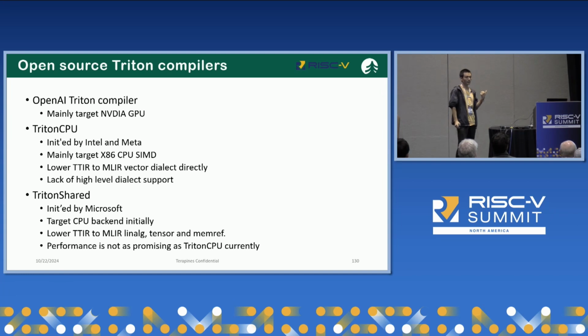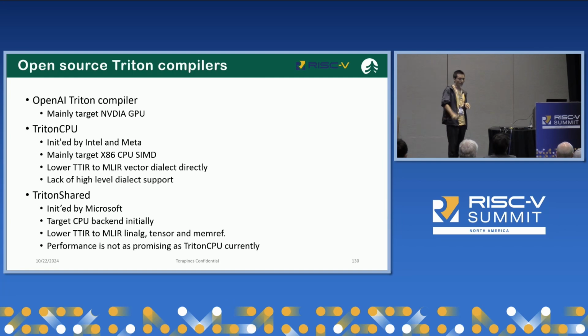The second one is Triton CPU. It was initiated by Intel and Meta, and it mainly targets x86 SIMD instructions. In the compilation flow for Triton CPU, it lowers Triton IR directly into the MLIR vector dialect. The vector dialect will then lower directly into LLVM SIMD code, using x86 intrinsic functions.